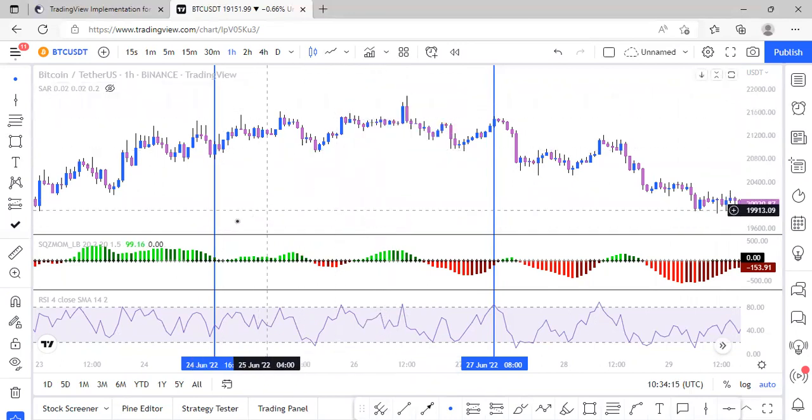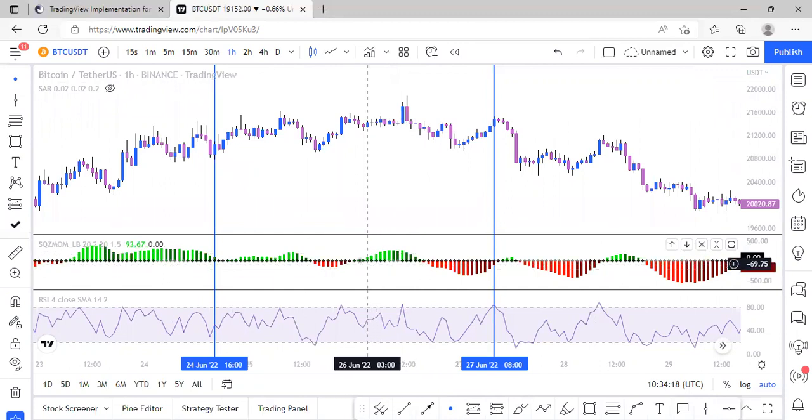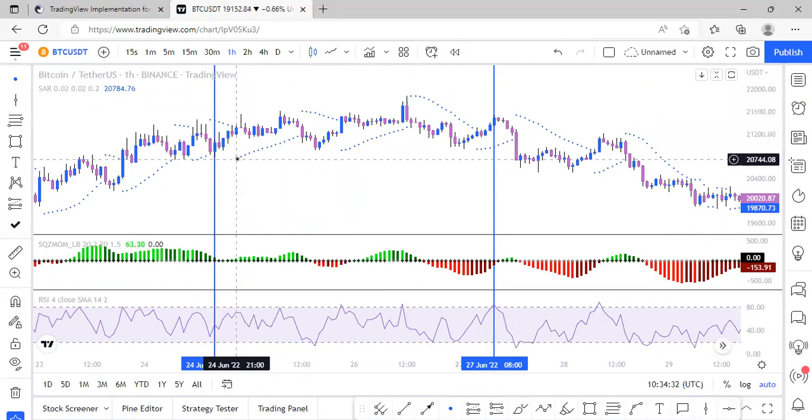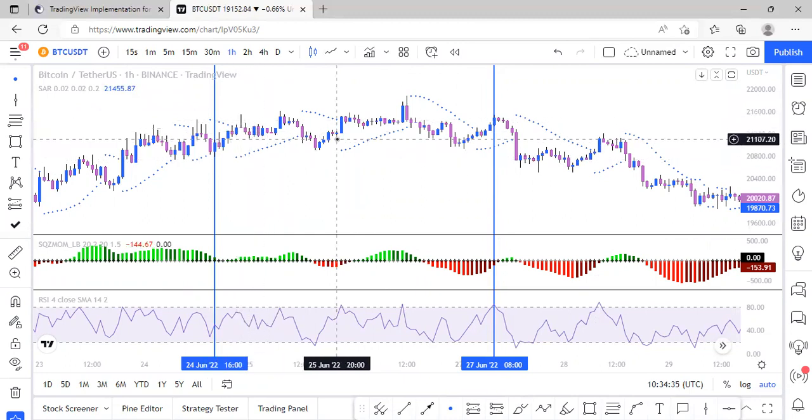Okay, let's see another example. This was only one example because we cannot take this, all this has been green starting from this point. So this was the only example we had and it was good. Now let's look at if parabolic SAR gave us some signals. We had a signal here. I think this didn't hit 1:2.